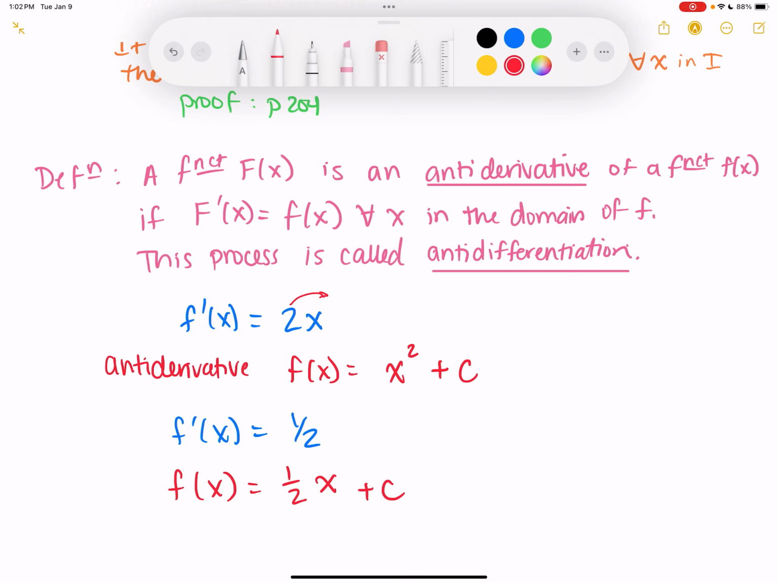So when you take the derivative back, you should always get back to what you started with. If I took the derivative of 1/2 x plus c, c is going away because it's a constant, and the derivative of the 1/2 x part is 1/2. The derivative of x squared is 2x. The derivative of the constant is 0, and so we get back to the original. Now, there's another scenario that we could have.